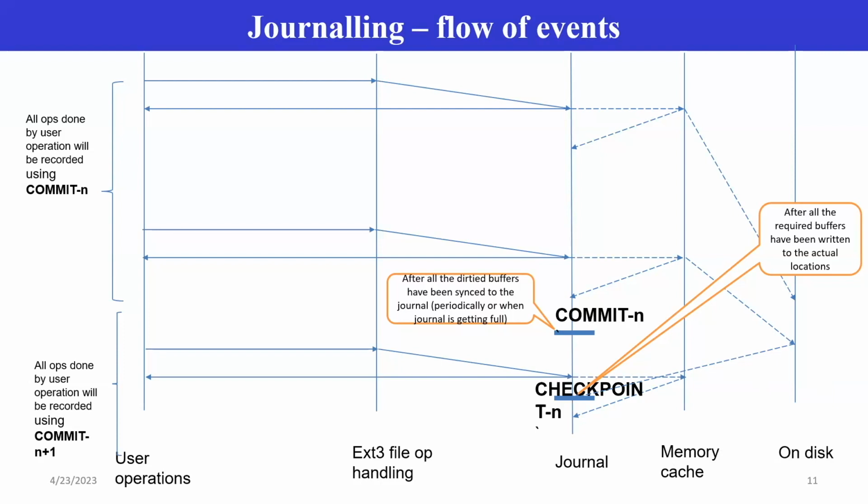Sir, where is the journal stored, on which persistent storage? But is there any doubt as far as this flowchart is concerned, or do you not understand what commit does, what checkpointing does? Is it clear?